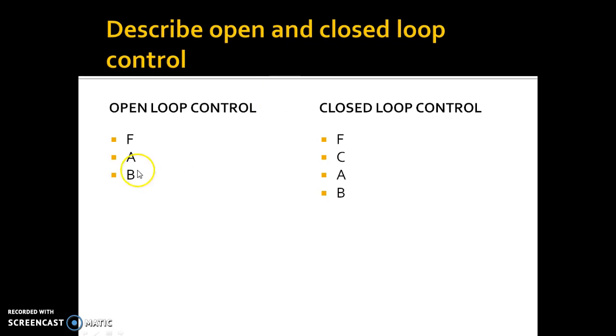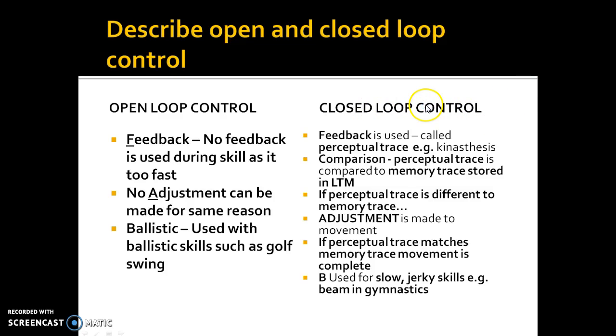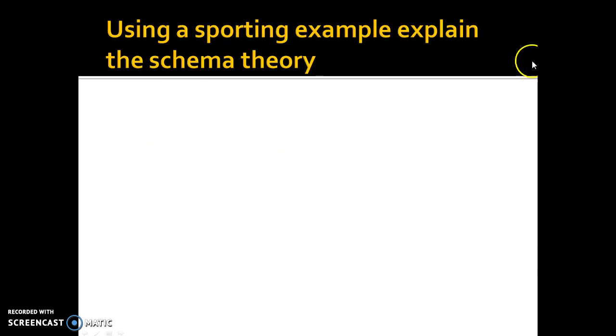Moving on. Describe open and closed loop control using sporting examples. Okay, very recent, shouldn't have a problem with this. Pause. Memory methods, open loop control, FAB control, okay, linked to Fabio Capello. Closed loop control, we put a C in because we've now got that as the second one. So control, so we've got our FAB with a C. Answer, as so here. Pause when you're ready. Next question, use some sporting example.